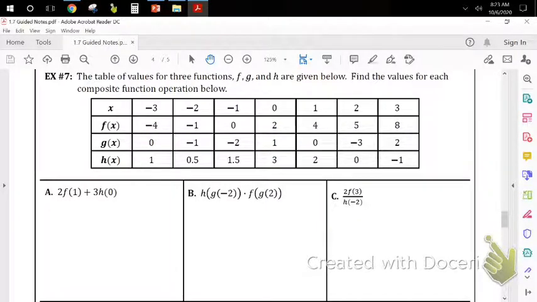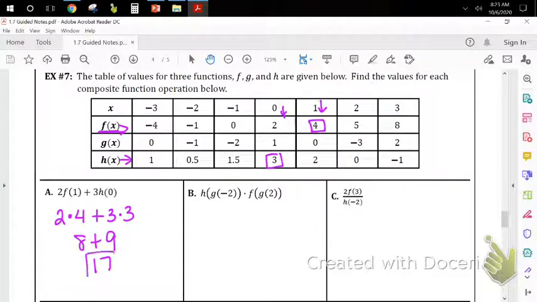So let's look at A. A says 2 times f of 1. Well, let's just write it out. So we have 2 times f of 1. So go to f and go to where it's a 1. Okay, so f of 1 is equal to 4. So we're going to plug a little 4 in there. So 2 times 4 plus 3 times h of 0. So we're going to go h of 0, and they're right here at 3. And then just mathematically work that out. 2 times 4 is 8, plus 3 times 3 is 9. 8 plus 9 is 17.